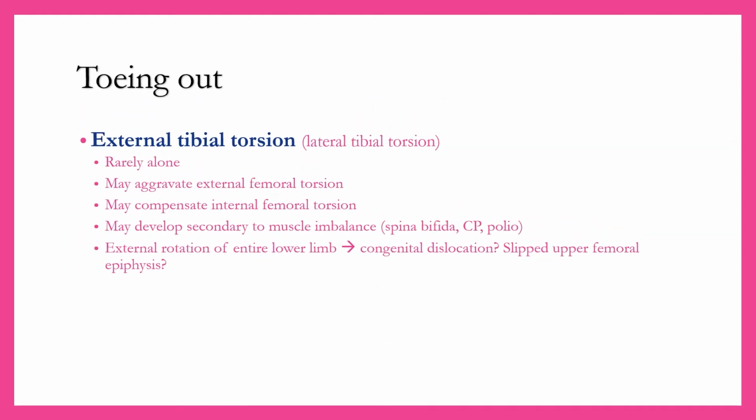Another type of toeing out is external tibial torsion or lateral tibial torsion. It's rarely alone. It may aggravate external femoral torsion or may be due to compensation for internal femoral torsion. It could also develop secondary to muscle imbalance such as spina bifida, CP, and polio. External rotation of the entire lower limb could also be due to congenital dislocation or slipped upper femoral epiphysis.